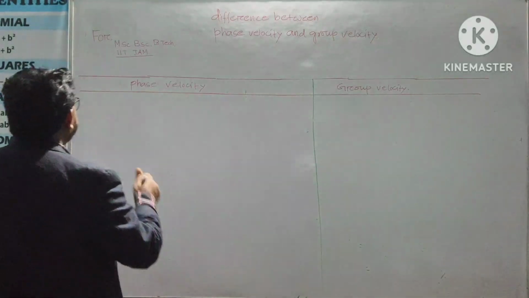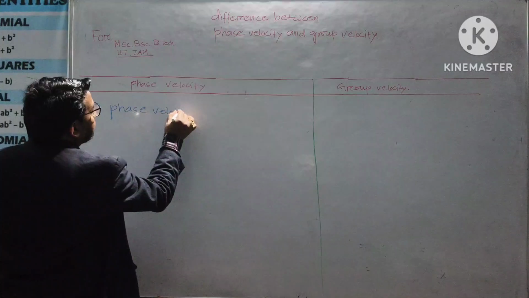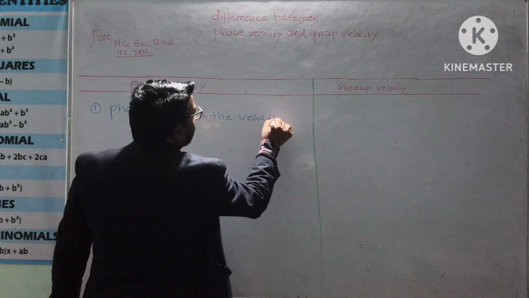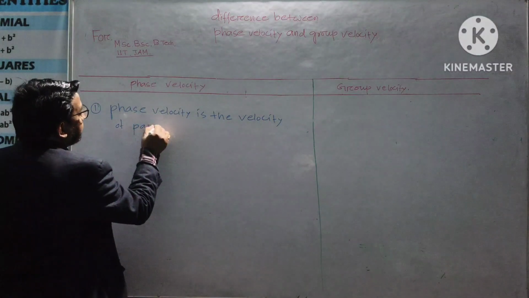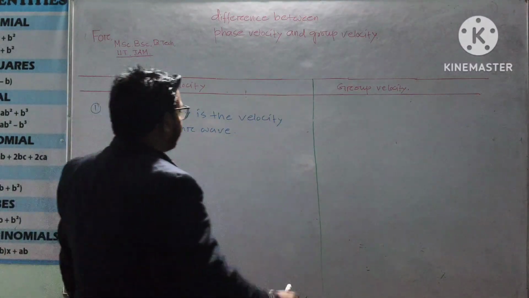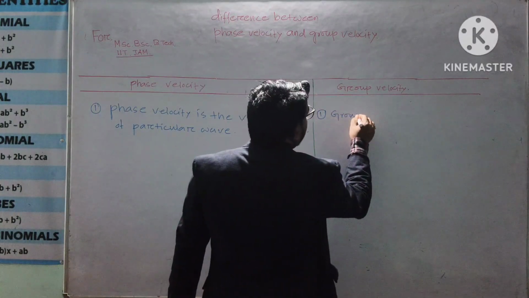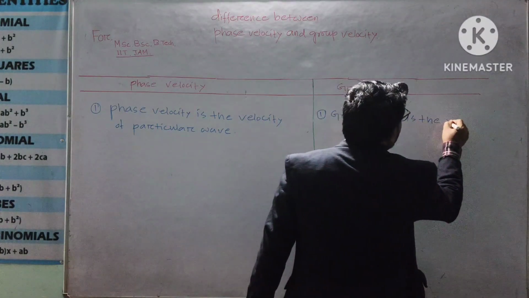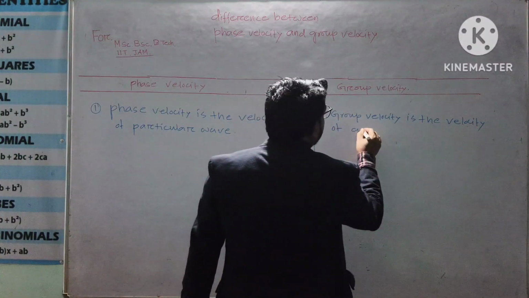Phase velocity is the velocity of a particular wave. On the other hand, group velocity is the velocity of a group of waves.